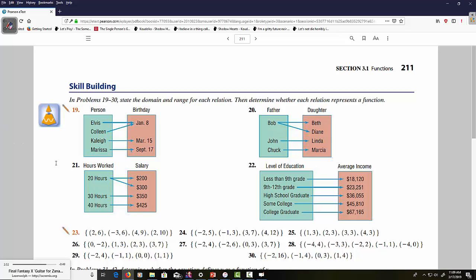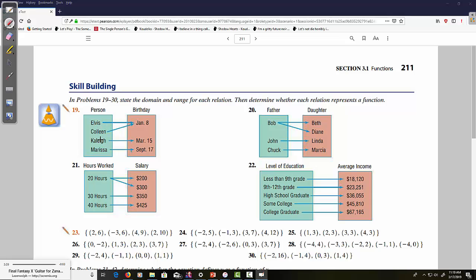Alright, we're going to look at exercise 19 here. So here is a function. We have a set of inputs, we have a set of outputs, and we want to talk about whether this is a function or not. So it's very simple to tell that. You just look at each input. How many outputs does it have?